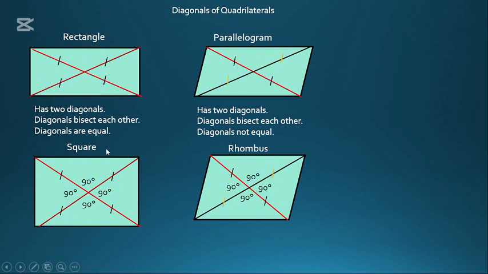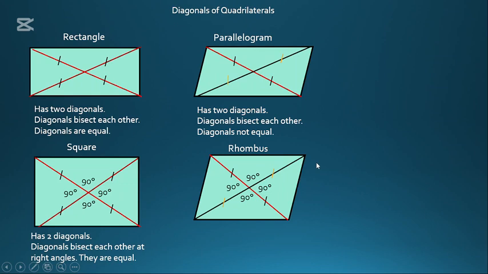Right, so the square, two diagonals again, and this diagonal bisects this one here, the same over here, and the diagonals bisect each other at right angles. So the moment these two bisect, you get angles of 90 degrees. Right, and this diagonal and that diagonal, they are equal, same length.